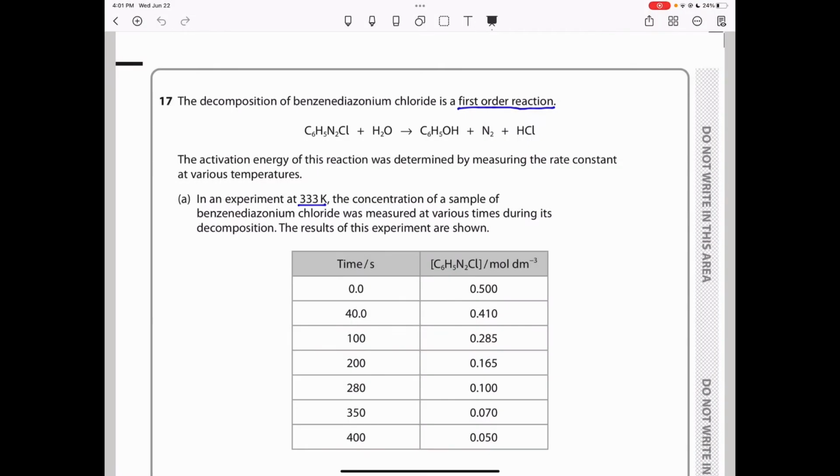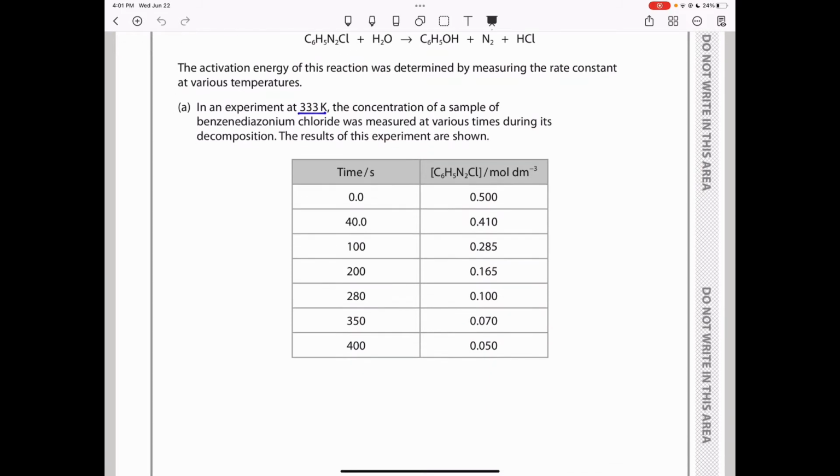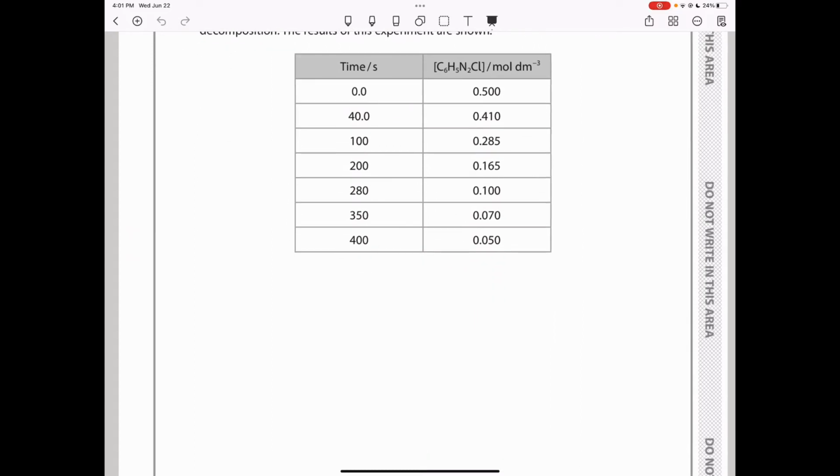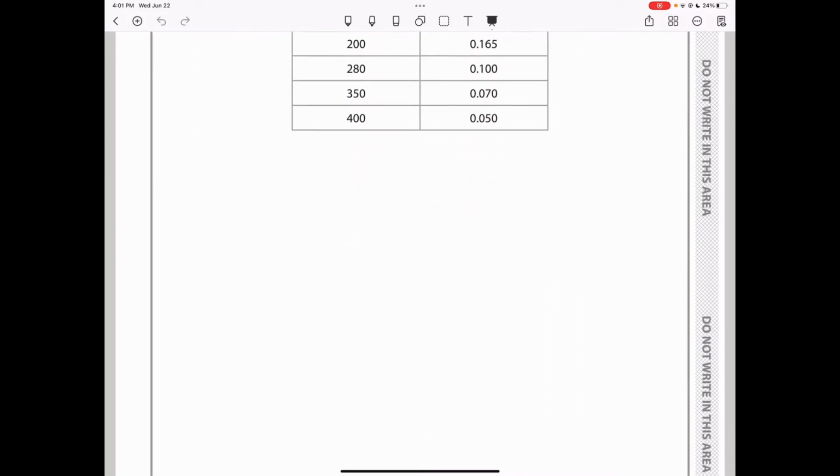Question 17, the decomposition of benzene diazonium chloride is a first order reaction. Here they've given us the reaction and how it occurs. They say the activation energy of this reaction was determined by measuring the rate constant at various temperatures. In an experiment at 333 Kelvin, the concentration of the sample of benzene diazonium chloride was measured at various times during its decomposition. The results of this experiment are shown, so we can see here the time as it is varied and how the concentration is basically decreasing. So that's what we've been given, so I'll go to the next page.